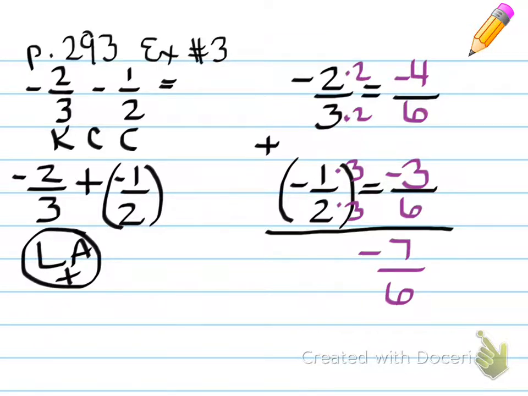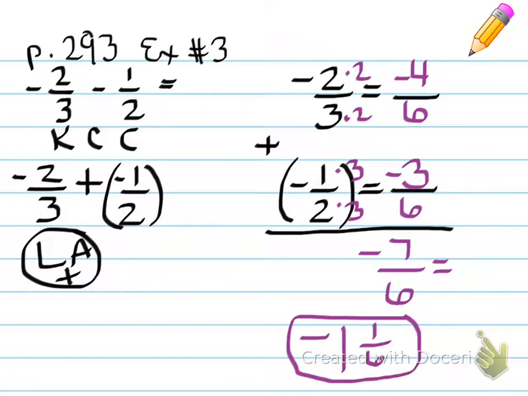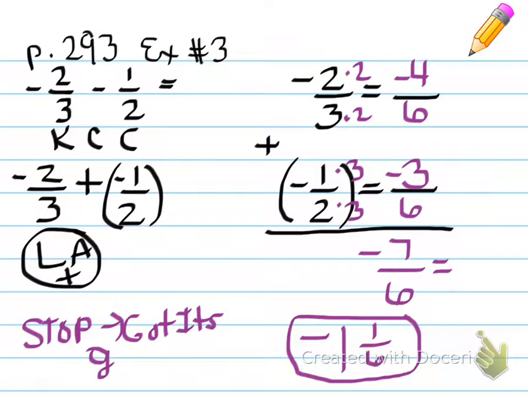We need to technically change this one last thing and make it a mixed number. So that would be negative 1 and 1/6 as a final answer to example number 3. And again, this is where you would stop and you are going to do the got it's G, H, I. Pause, come back, and check your work when you're done.